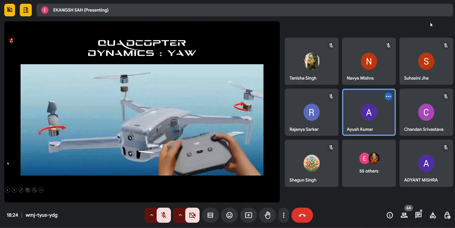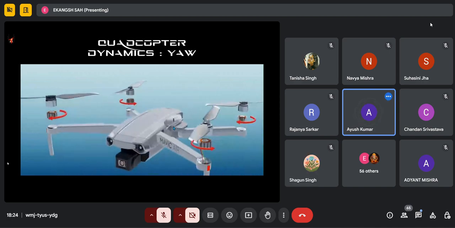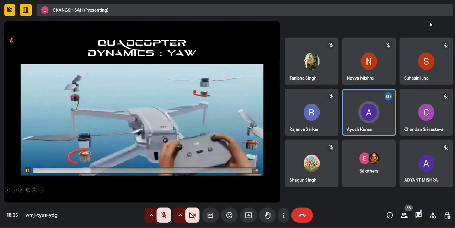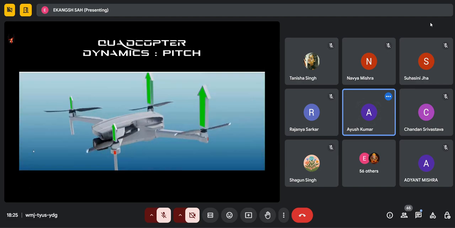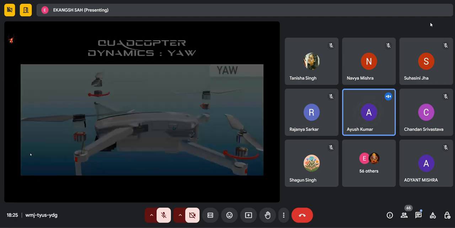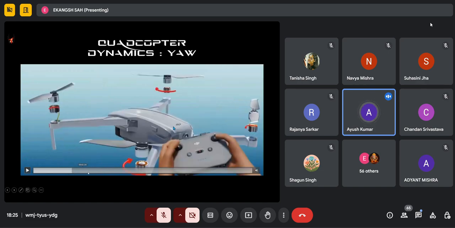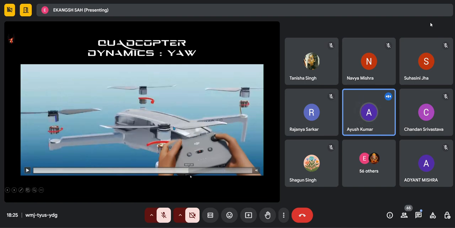So this is the stable yaw motion. As you can see, two pairs are in the clockwise direction and the other two pairs are in the anti-clockwise direction. So if we stop the video, yeah. If two pairs are generating clockwise rotation, and we increase their speed, and for the other two pairs which are in the anti-clockwise direction, we decrease their speed, it will produce torque in one specific direction, which will cause yaw.